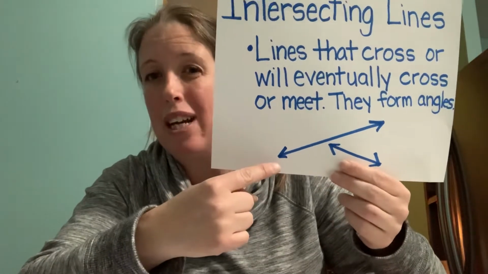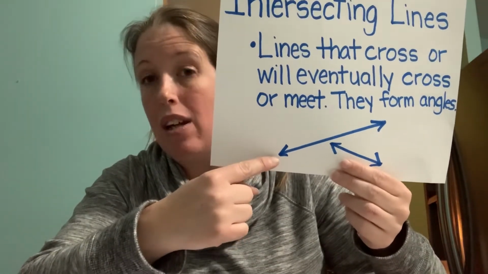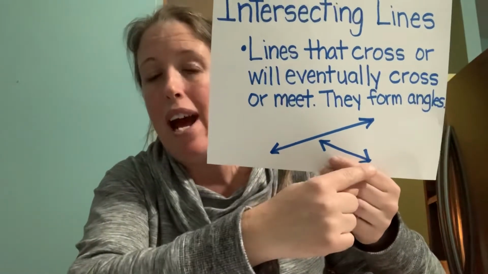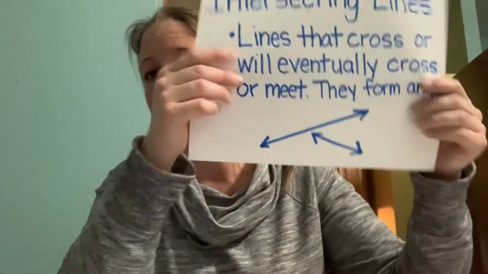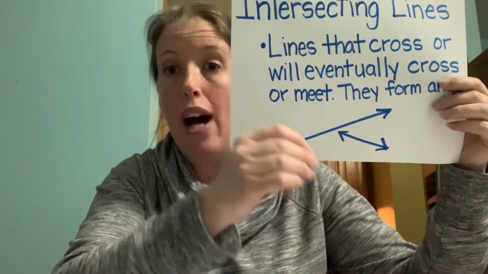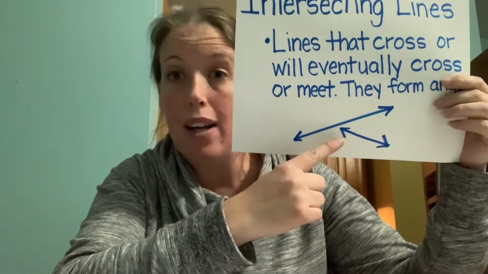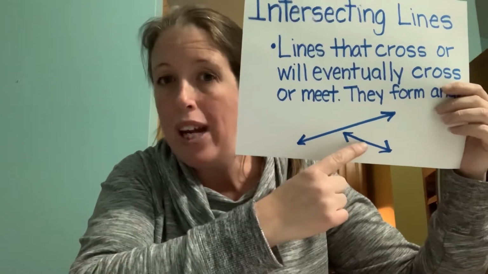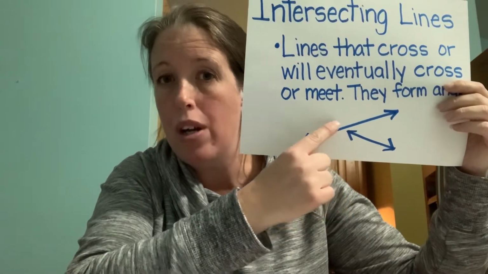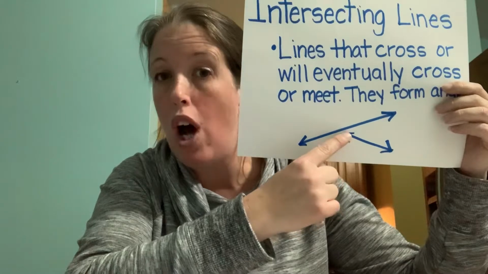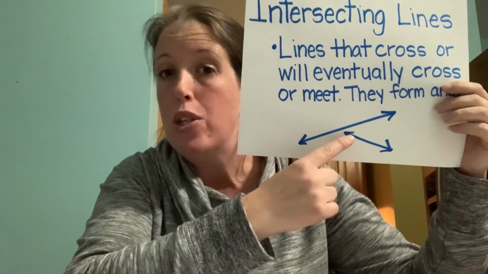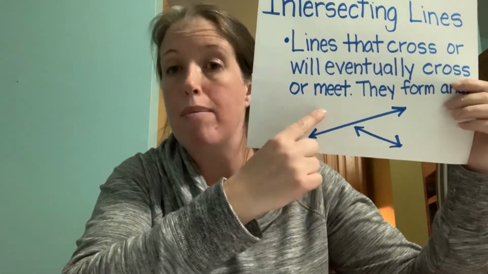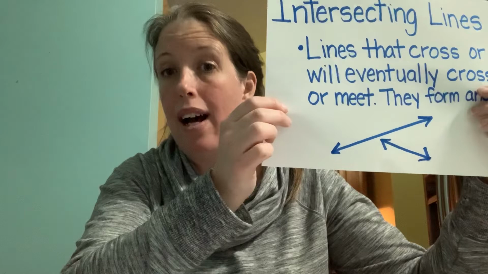So as you can see here, I have this line going in an upward direction, and then I have this bottom line here. Now, right now, these lines are not currently intersecting, but because they're lines, I know that they continue on in both directions. And if I continue this line going forward, it eventually would cross over the other line. So since they are going to cross, these are going to be described as intersecting lines.